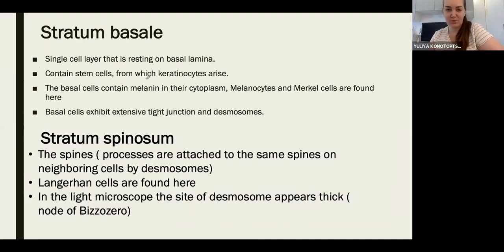Okay, each layer a bit more details. Basale, you know everything, has tight junctions, desmosomes, new information. Additional cells are sitting here, such as melanocytes and Merkel cells. We'll talk about them today. So 2 additional cells are sitting in the basale.